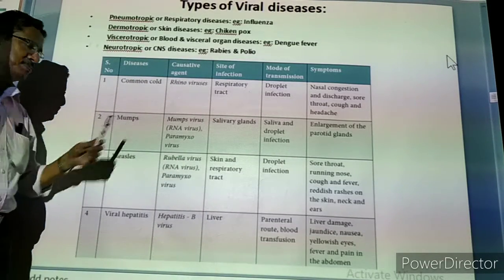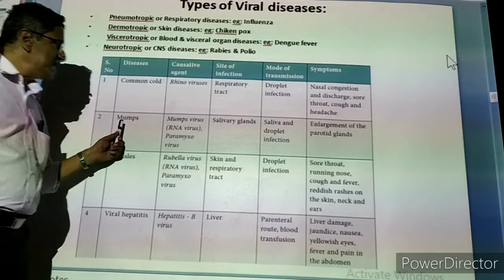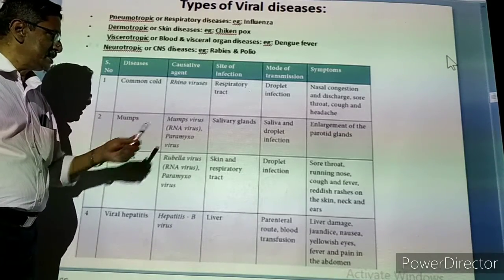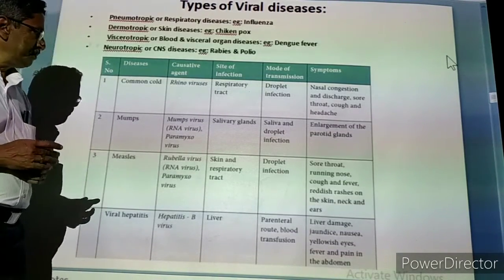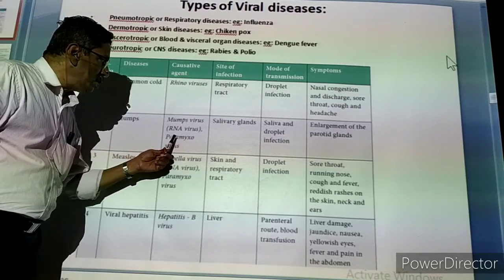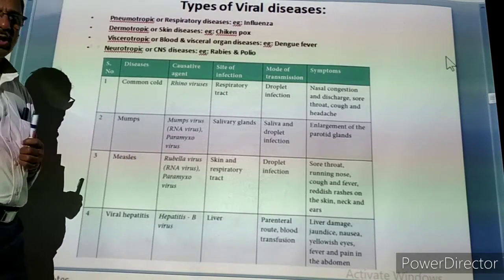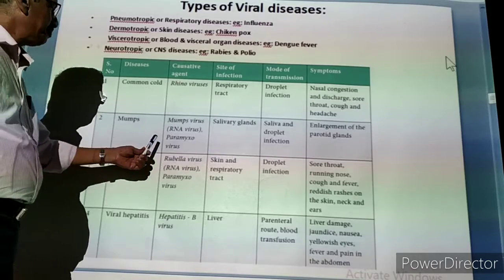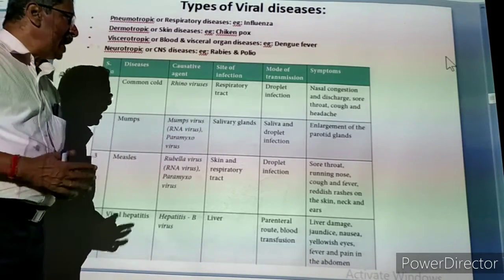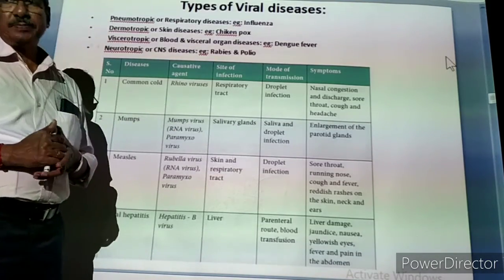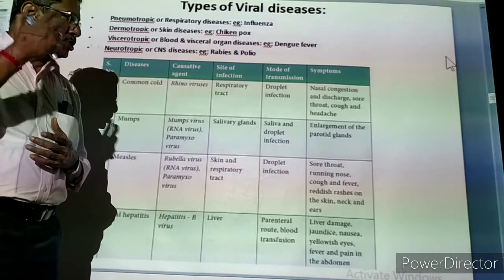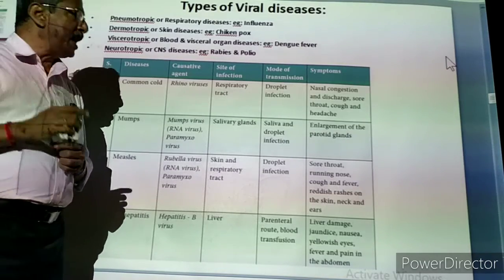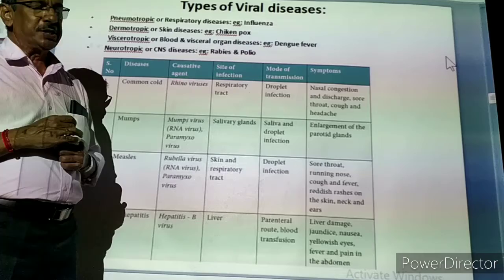The second one is mumps. Mumps is caused by the mumps virus, a type of RNA virus. They are also called paramyxoviruses. Then they attack the salivary glands. Around the mouth, in the upper jaw and lower jaw, 3 pairs of salivary glands are present.